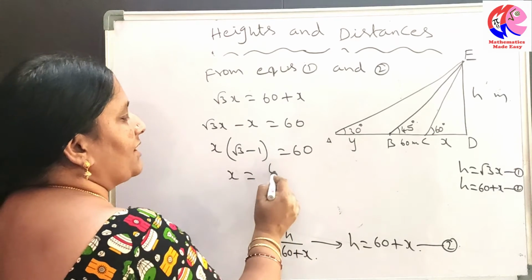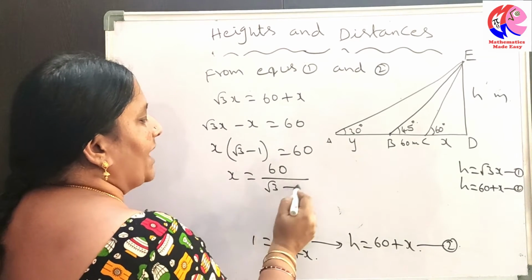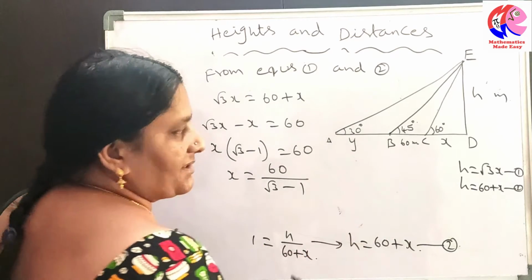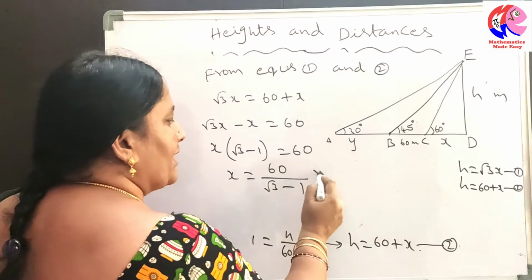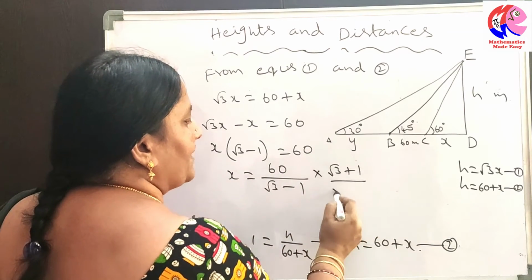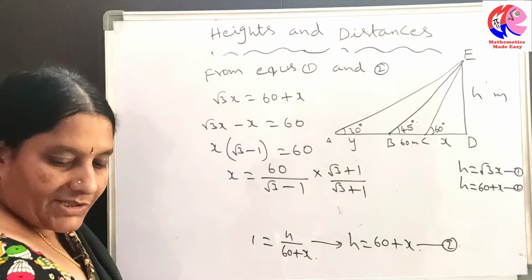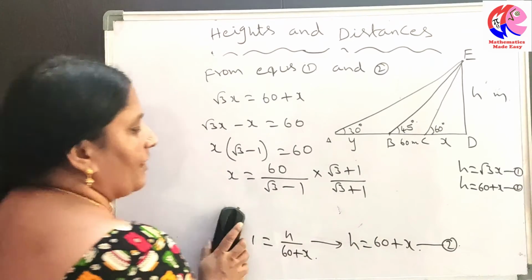So x is equal to 60 by root 3 minus 1. The value of x is equal to 60 by root 3 minus 1. But we can multiply numerator and denominator with root 3 plus 1. It is called rationalization of the denominator.